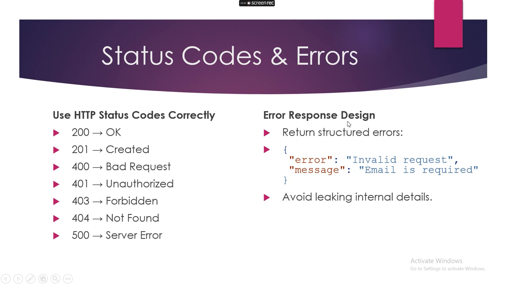So, error response design: return structured errors. When you're designing your errors, when you're returning an error from an API, say you send a request and then an error occurs, it's very important that you don't leak internal operations or internal details. You don't want to be too detailed in your error messages. You want to return errors, but always be generic. You want to give just the information that is needed for them to understand that a problem occurred.